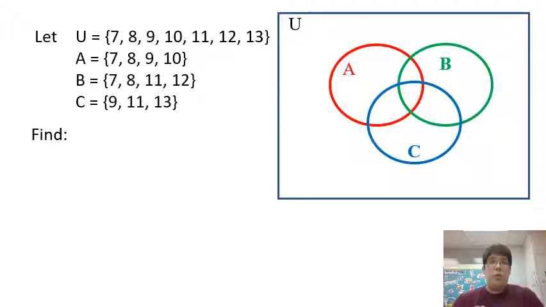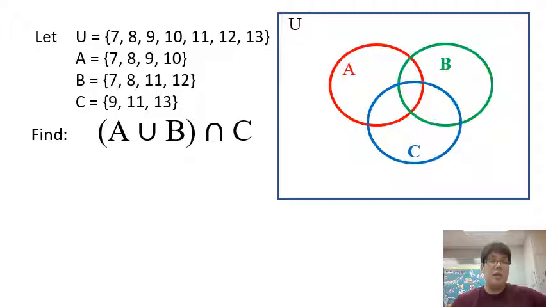All right, so we're actually going to look at three sets in this case, A, B, and C. You see that I have a universe that contains the numbers 7 through 13. And then A, B, and C are subsets of that universe. Now, in your homework, you're going to have several of these. And one of the examples would say, find A union B intersect C. Okay, now you see those parentheses in there.